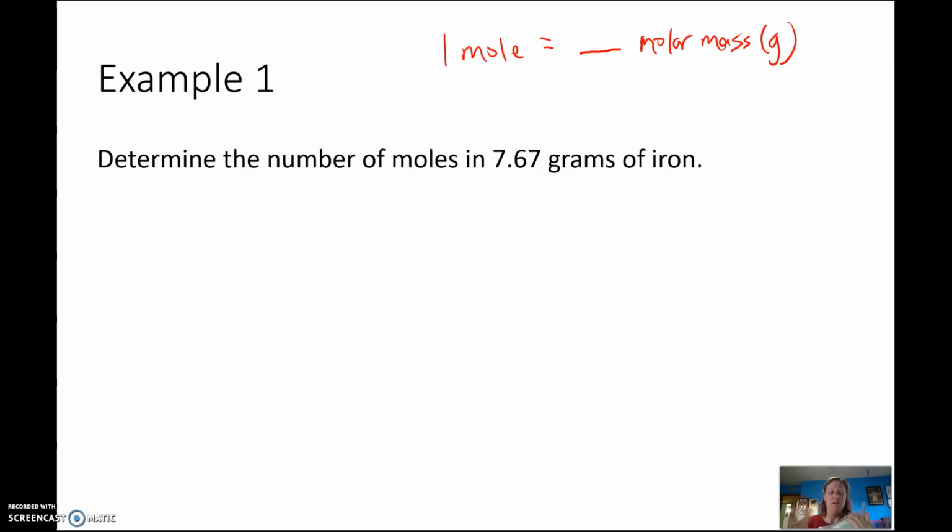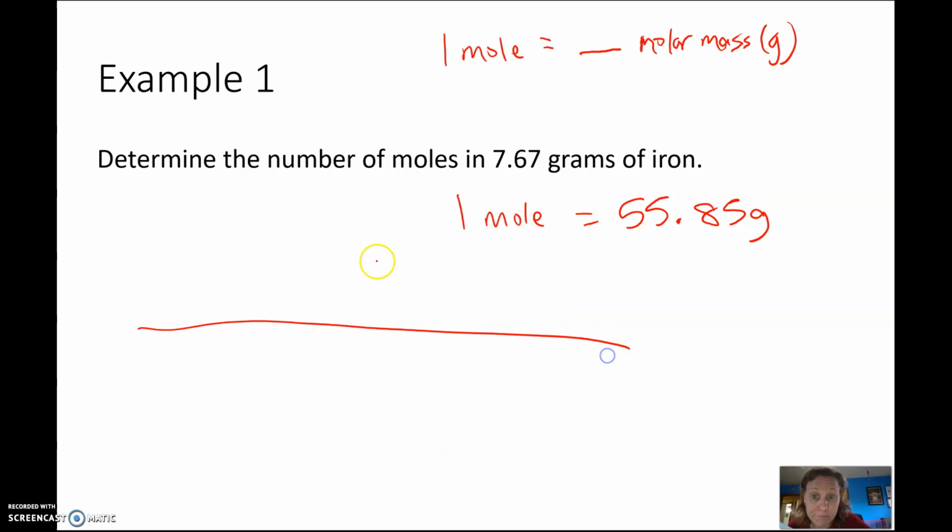So iron, right here. Iron is 55.8 something. So that conversion factor would be 1 mole equals 55.85 grams. So, remember conversion factors? Every single one of these is one step. So our starting number is 7.67 grams of iron, and I'm going to put Fe on here because the unit is actually important.